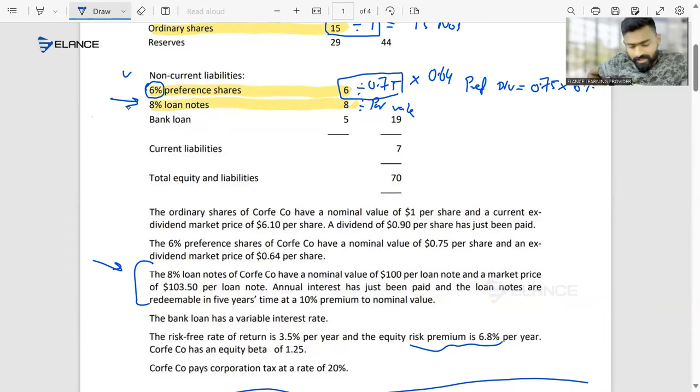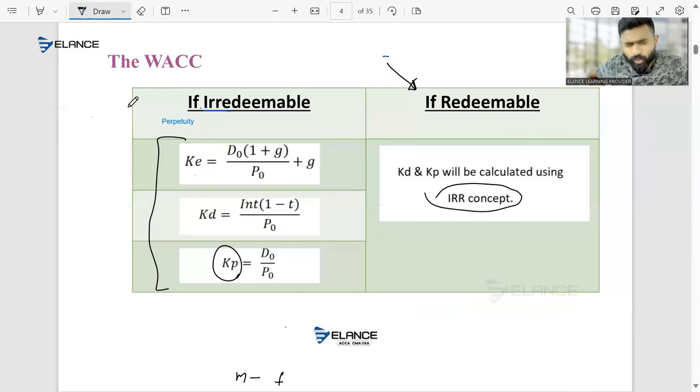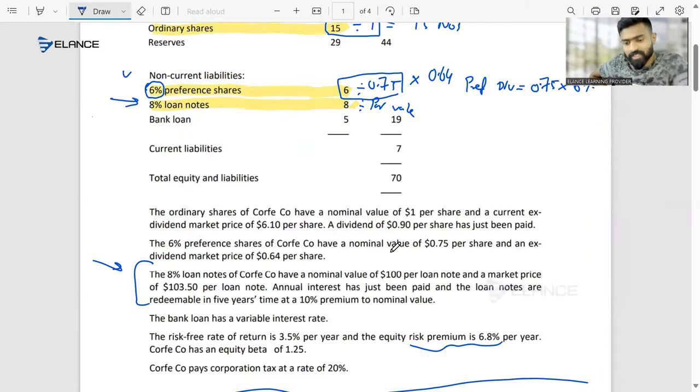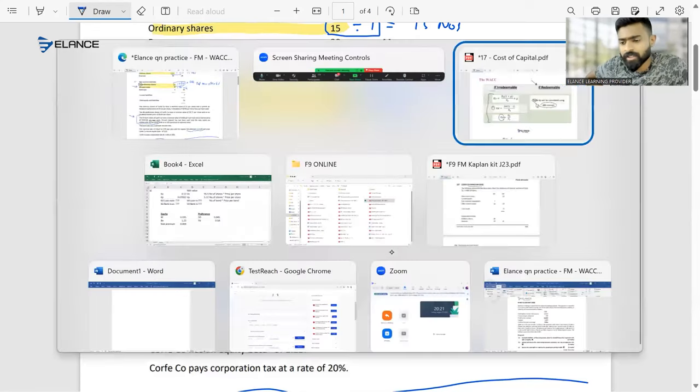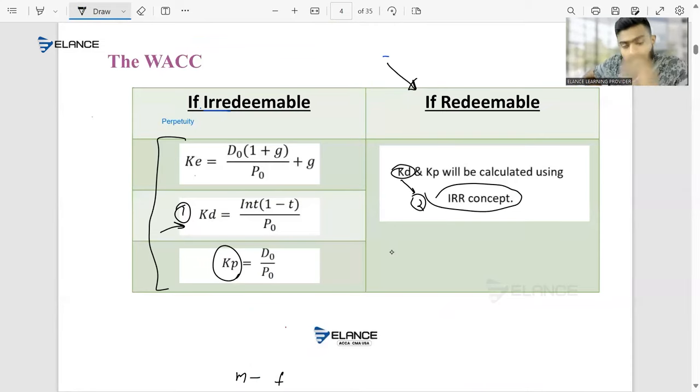Please let me know the first formula for the KD or the second formula for the KD, which we are going to use. Book value, nominal value, par value are the same as earlier. See, from the scenario, you can see that it's redeemable in 5 years. If no years are mentioned, we will go with the irredeemable formula. Since years are mentioned, we will calculate IRR.